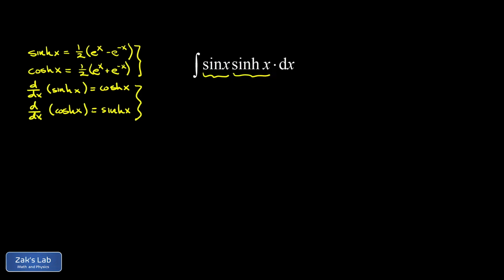Both of these have a kind of looping structure to them. When I differentiate the sine, I get the cosine. When I differentiate the cosine, I end up with the negative of the sine. And then sinch has the same kind of looping thing, except without the minus sign. So if you differentiate sinch, you get cosh. Differentiate cosh, you get sinch.